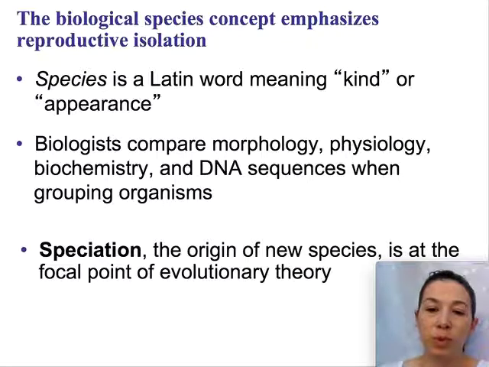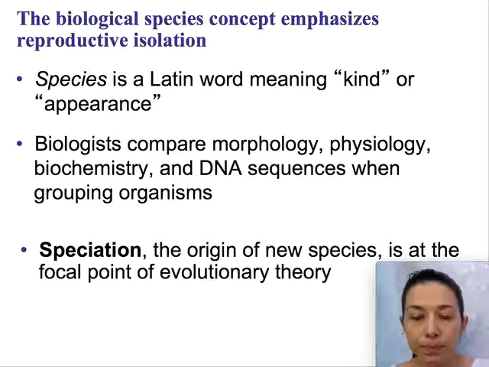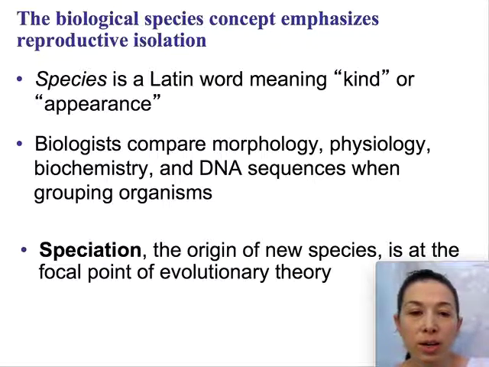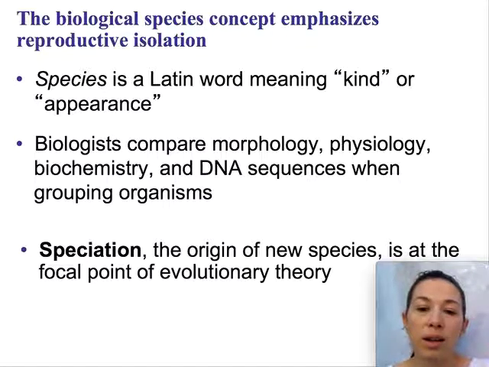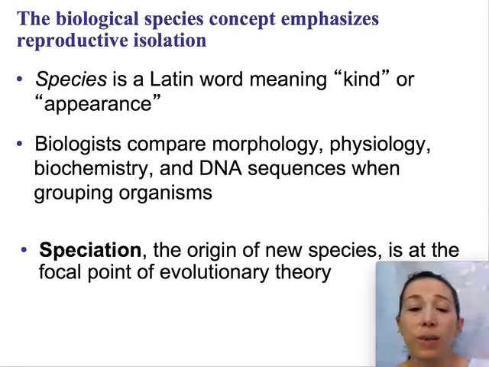So when we talk about species, we're really talking about a group of individuals that can only breed with each other. Species is a Latin word that means kind or appearance, and biologists will use a lot of different ways to compare and group individuals and organisms. We can use very sophisticated techniques now, like looking at your DNA and the DNA of all the individuals in a population, for example. But really, when we talk about species, we talk about individuals that can breed amongst themselves successfully.